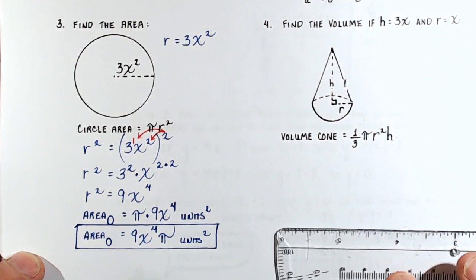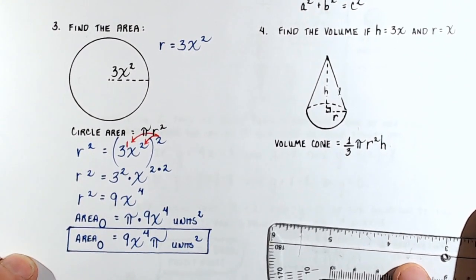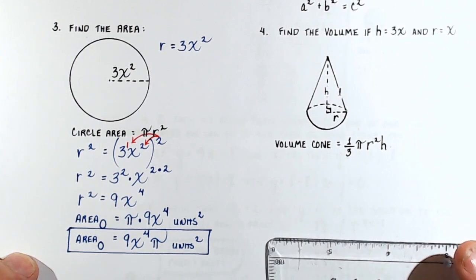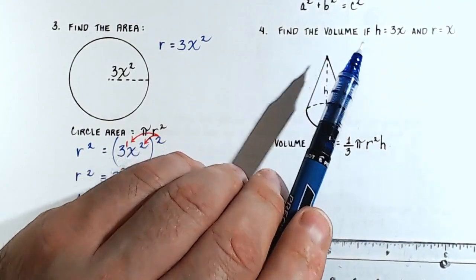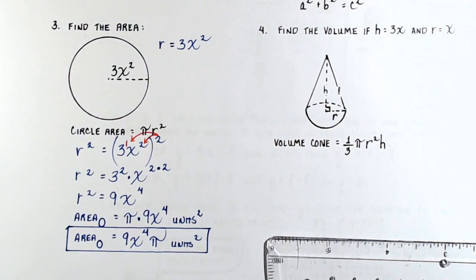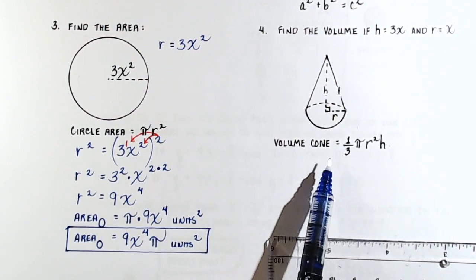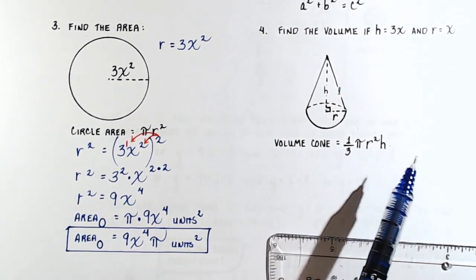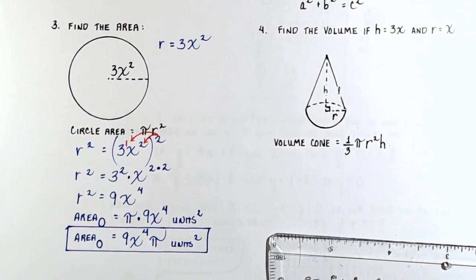All right? So now we'll move on to the final problem. Find the volume of a cone. Okay, and we're given a bunch of information here. We're given that the height of the cone is 3x, and the radius of the cone is x. It says here that the volume of a cone is 1/3 times pi times r squared times the height. So we just need to plug in the values that were given.